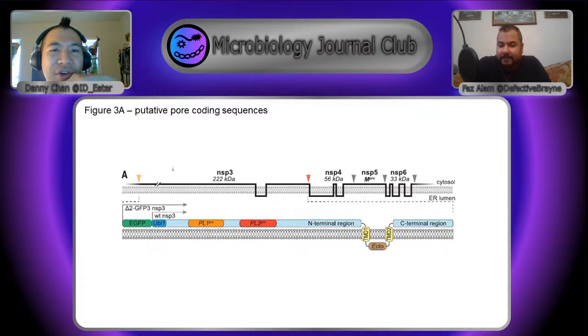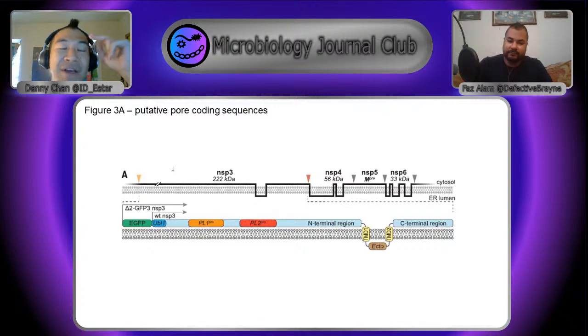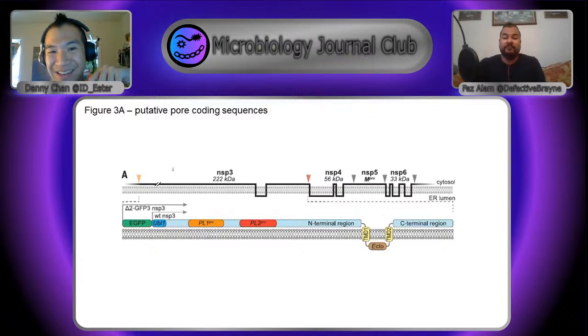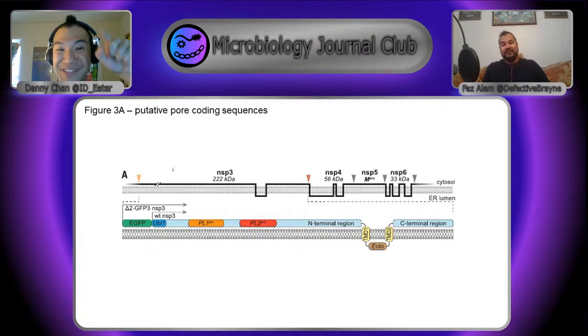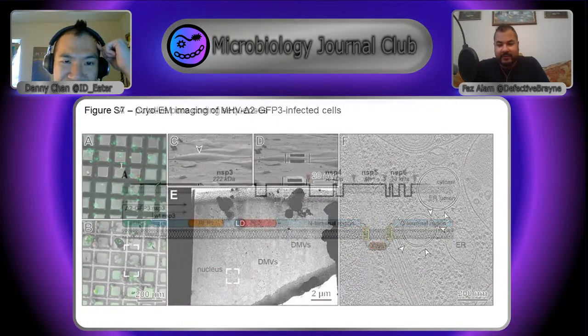I think also for correlative, because you're infecting a whole bunch of cells, not every cell might get infected, right? I think they also want the EGFP as a marker to say, oh, this is where it is. Yeah. So wait, delta 2.